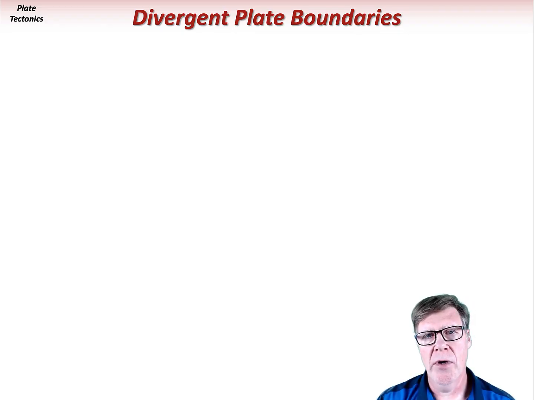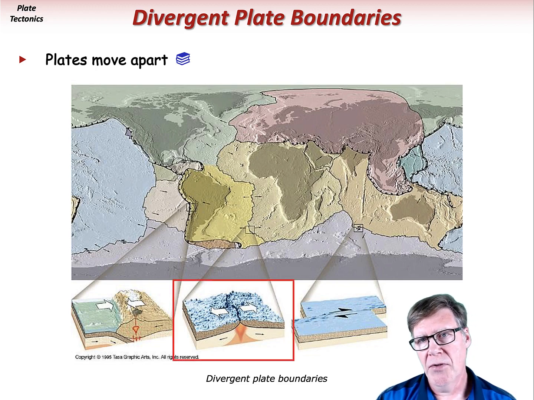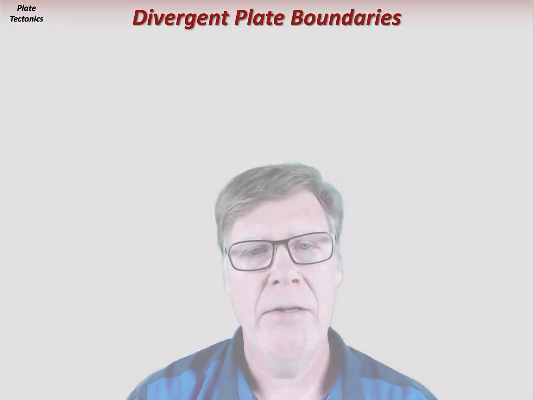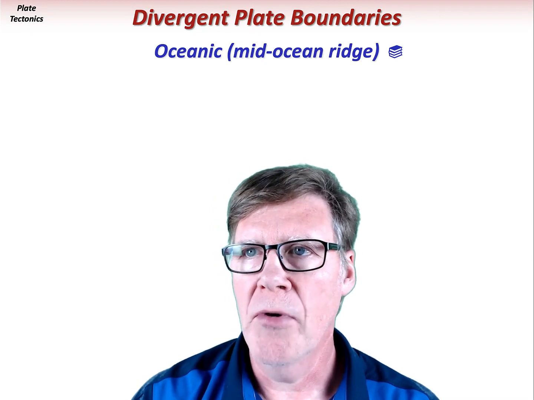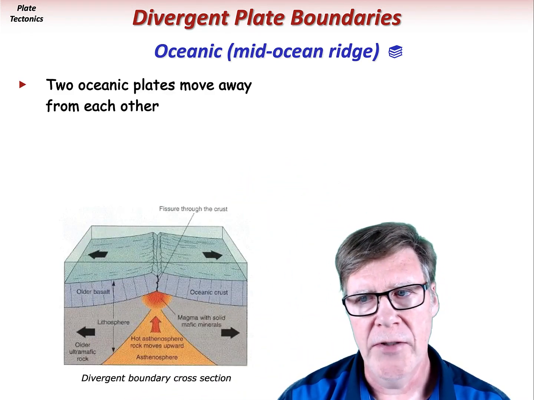Divergent plate boundaries are where plates move apart. And there are two basic kinds of divergent boundary defined by the type of plate involved: oceanic divergent and continental divergent boundaries. Oceanic divergent are also called mid-ocean ridges, whereas continental divergent boundaries are termed continental rifts. At oceanic divergent boundaries, two oceanic lithospheric plates are moving away from each other. This type of boundary is also called a mid-ocean ridge.